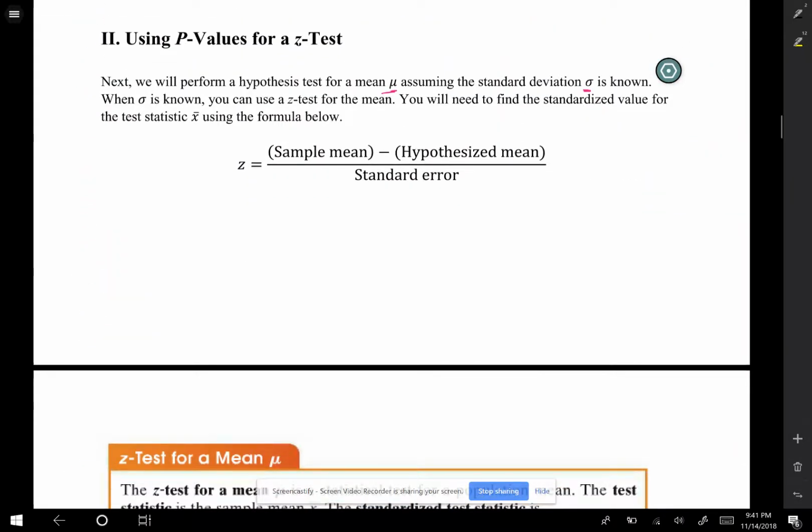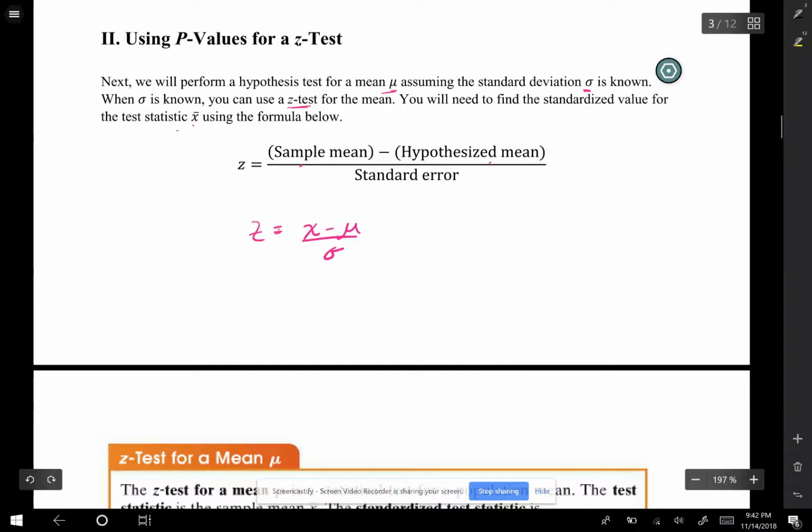If we know sigma, then we're going to use what's called the z-test. And we're going to need to find the standardized value for this test statistic, sample x bar, which is, of course, the sample mean. And we're using the formula: the sample mean minus the hypothesized mean divided by the standard error. So you'll notice this is very similar to the formula we've been using where we said x minus mu over sigma.